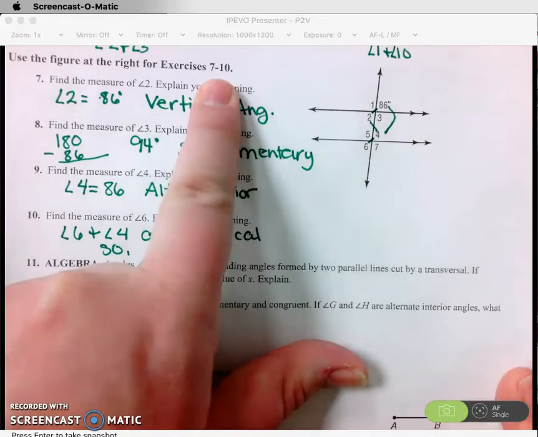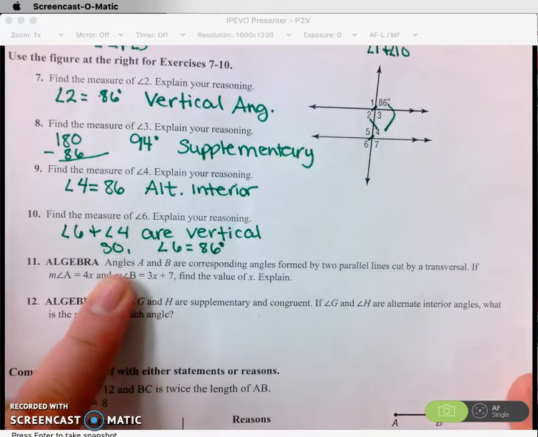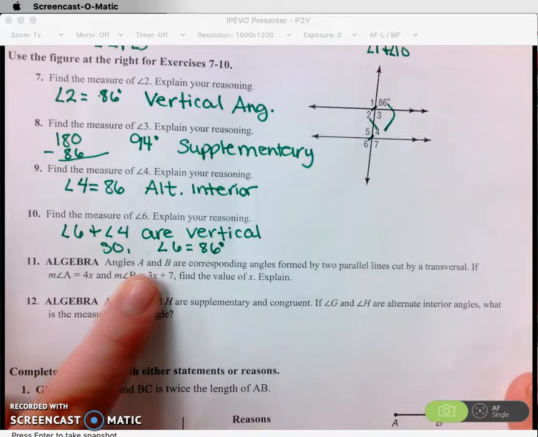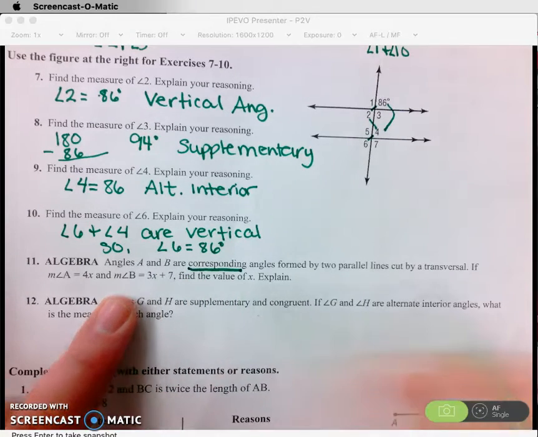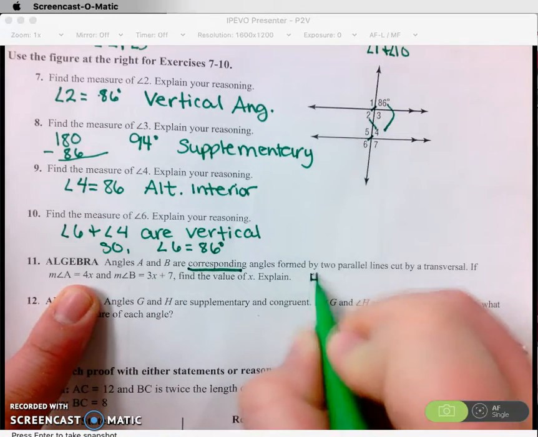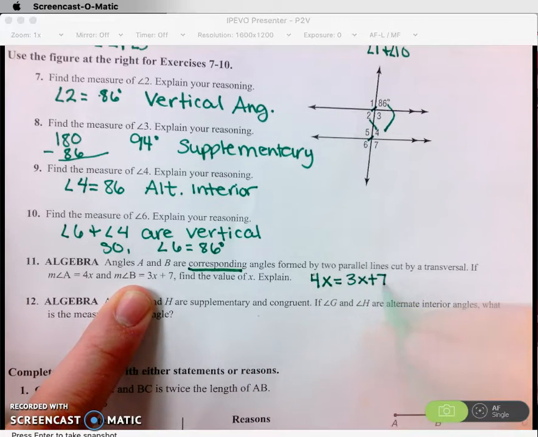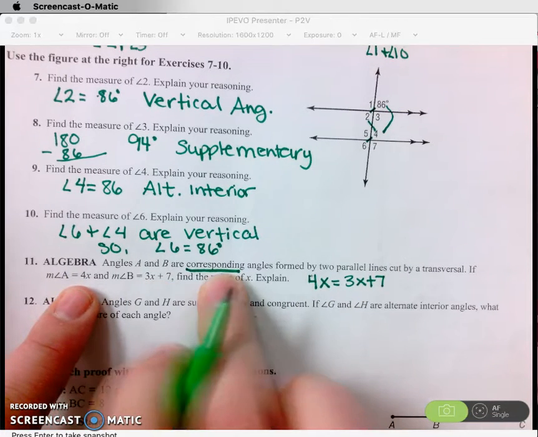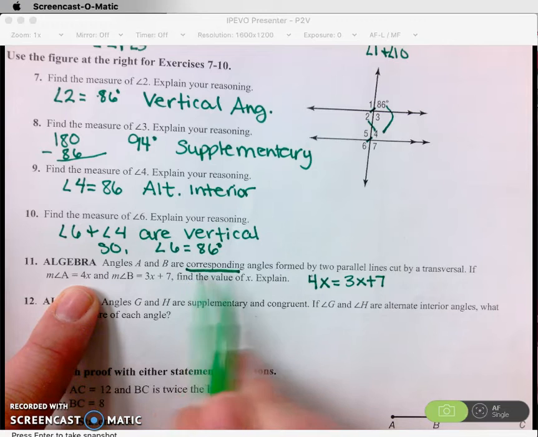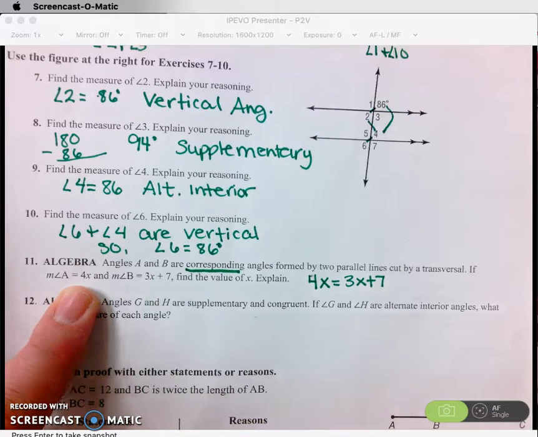Okay, 11 and 12. Remember, if you look here, 7 through 10 are these ones, and you're going to use this, but this one is a different one. So it's saying angle A and angle B are corresponding angles. Corresponding angles means that they are equal. So angle A is 4x, and B is 3x plus 7. You see that we're going to set it equal to each other because we were just told that they're equal, just by using the word corresponding angles.